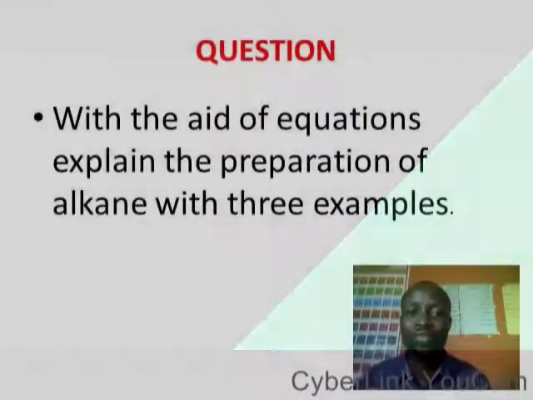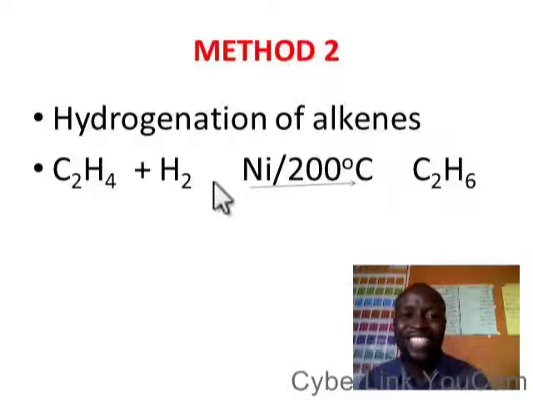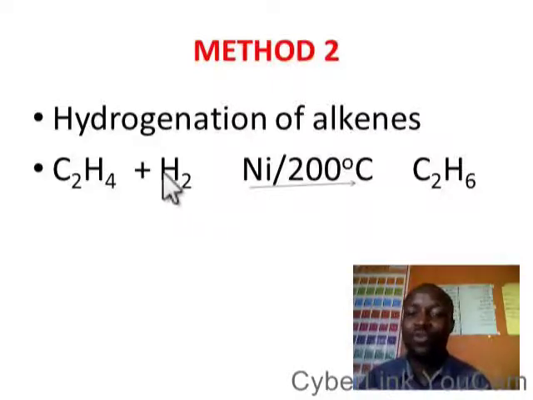Now let us quickly move on to the second method of preparing alkane. That is hydrogenation of alkene. Alkene, look at the spelling here, is an unsaturated hydrocarbon. And because it is an unsaturated hydrocarbon, when you hydrogenate it, hydrogenation being a process of addition of hydrogen, you prepare alkane.